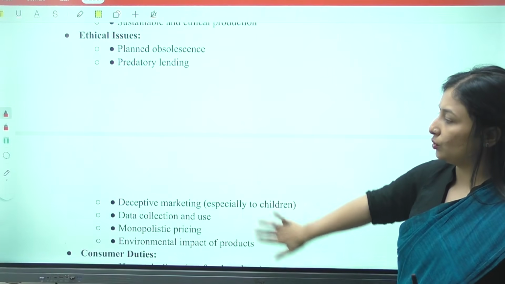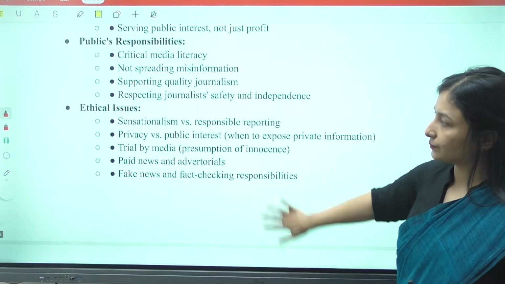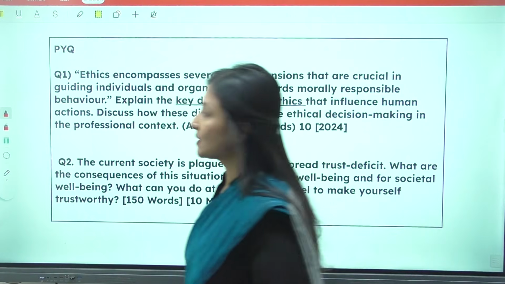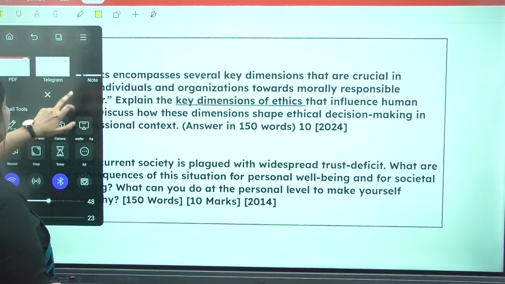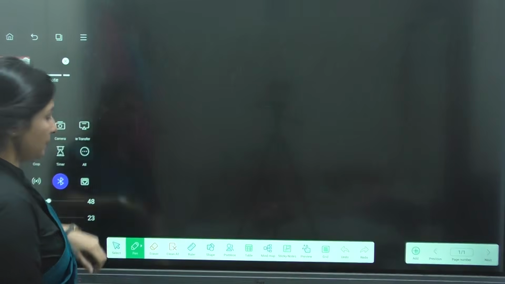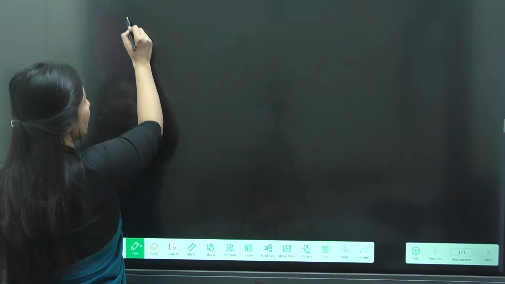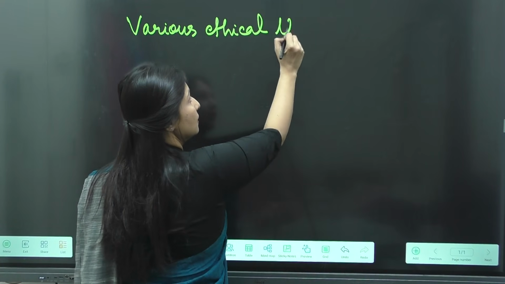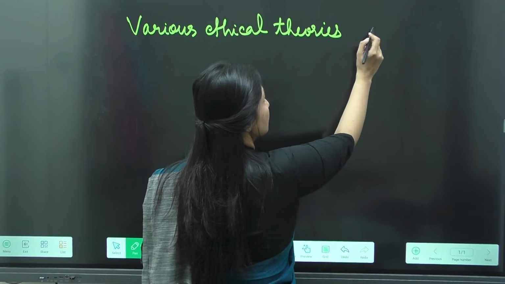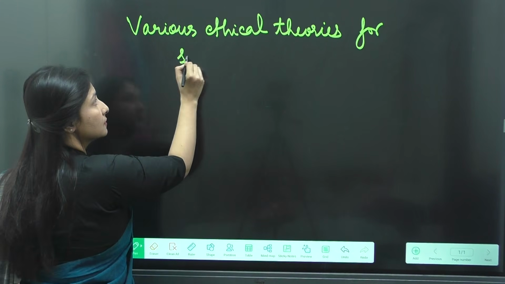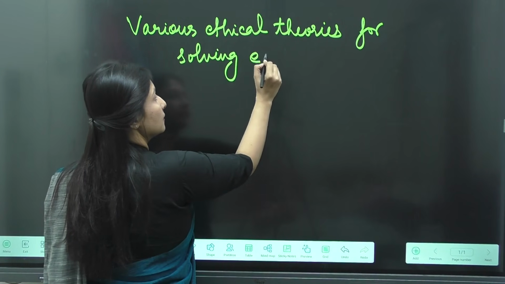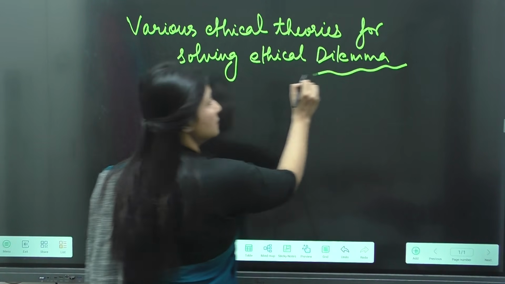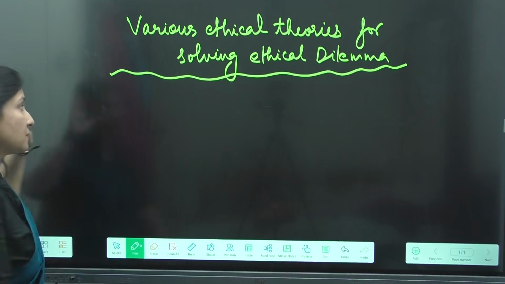One thing I would like to draw is, yes, but before this, please draw this diagram over here, which is very important. Okay, write down various ethical theories for solving the ethical dilemma. This is the major crux of today's class.